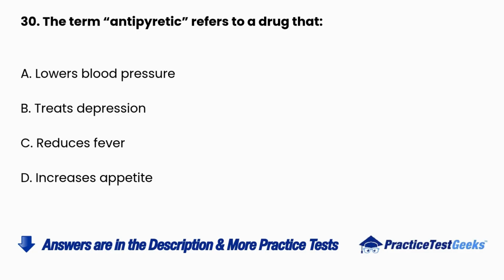30. The term antipyretic refers to a drug that: A. Lowers blood pressure. B. Treats depression. C. Reduces fever. D. Increases appetite.